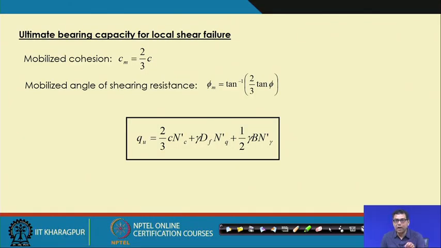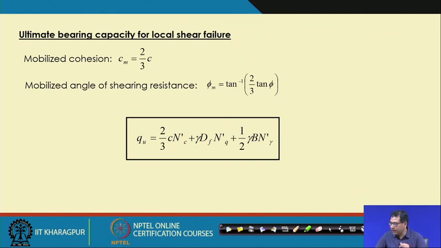67% of the actual C. So, that means your C m will be the mobilized 2/3 of C, and the mobilized shearing resistance phi value will be tan inverse of 2/3 of tan phi. So, what do we do? We will take a new phi, which is tan inverse of 2/3 of tan phi, and we will calculate the bearing capacity factors based on this new phi.